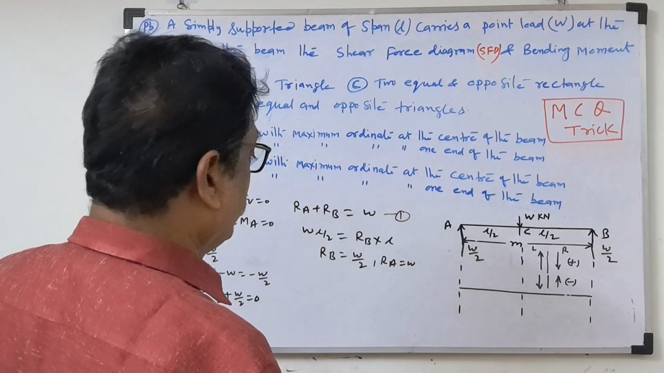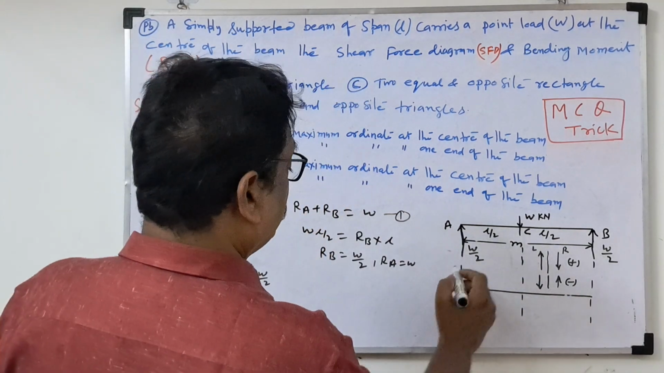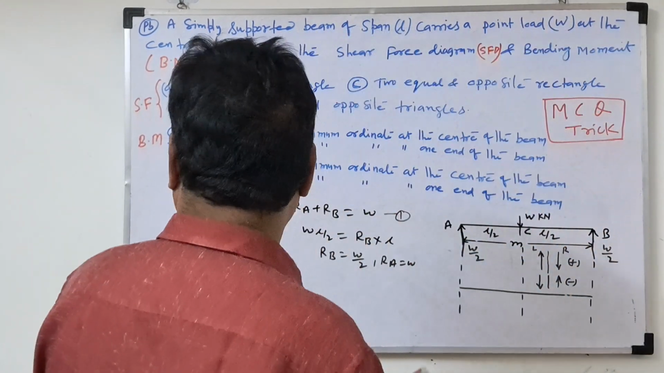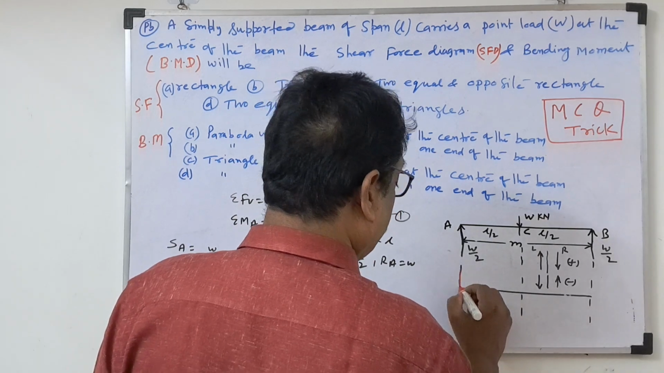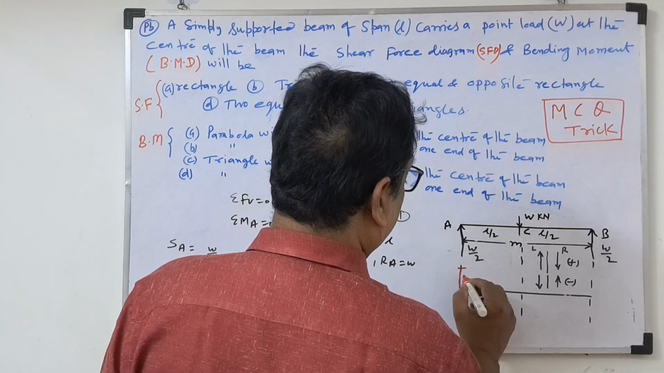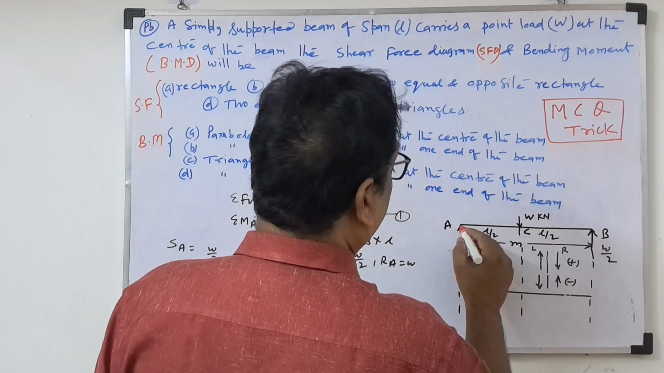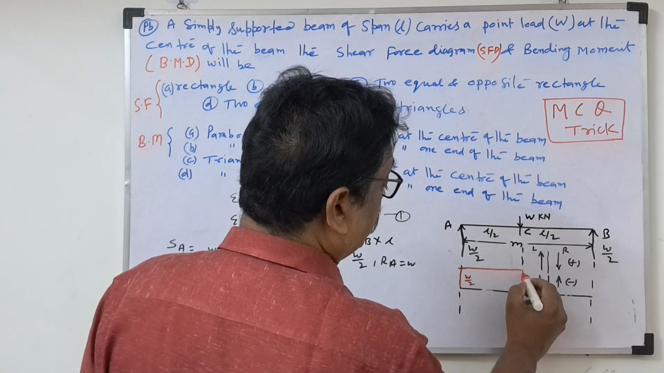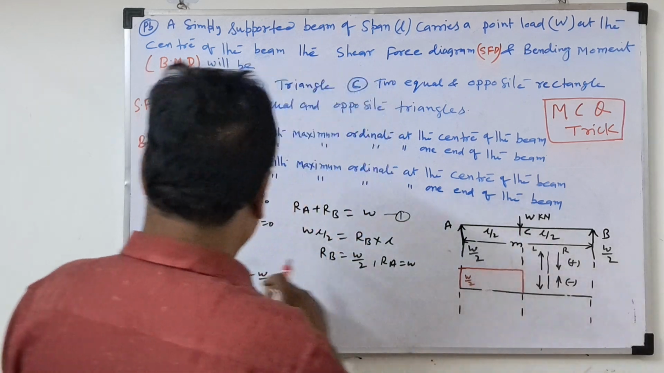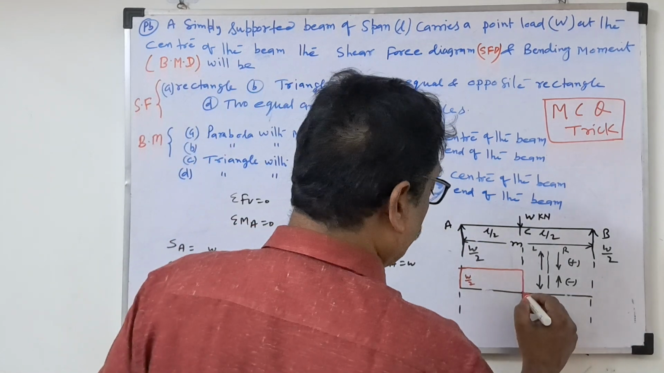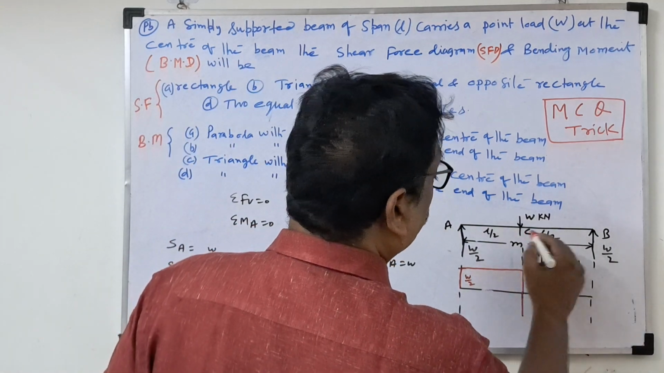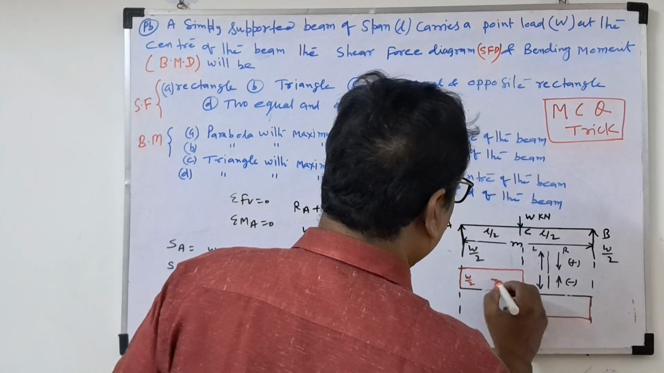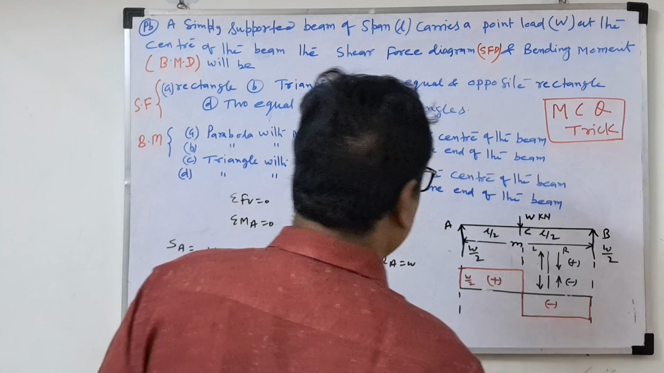Now we'll draw the shear force diagram here. First SA will be W by 2. So if you take SA, W by 2 here. Then in between A and C, no load, so draw a horizontal line here. Now at point C, minus W by 2, so it will come down here. Then between C and B, no load, so a horizontal line. Then its point will be B. So we got the shear force diagram.